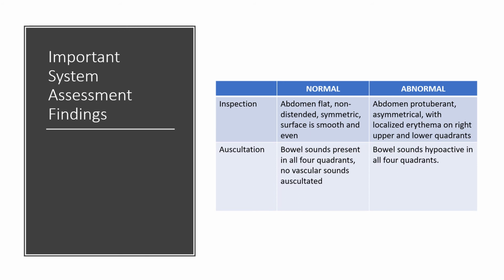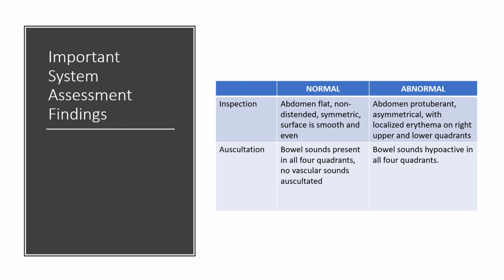Important system assessment findings, especially when it comes to documentation. For inspection, a normal finding would be an abdomen that was flat, non-distended, symmetric, with the surface that is smooth and even. Bowel sounds present in all 4 quadrants on auscultation, and no vascular sounds auscultated.